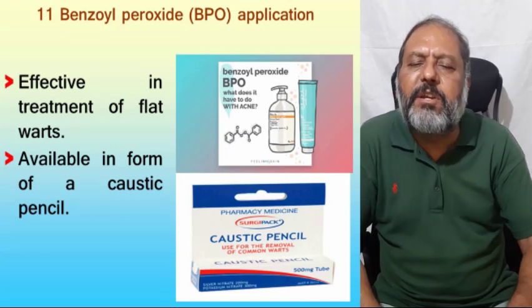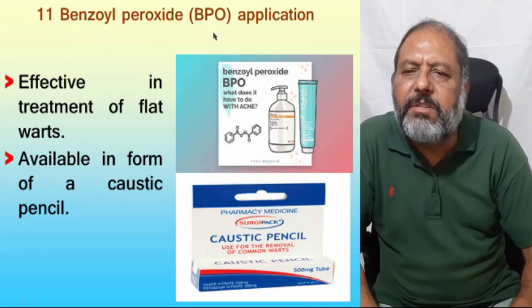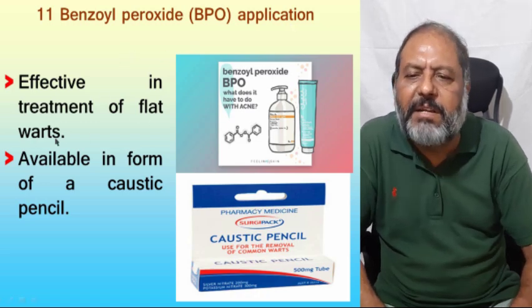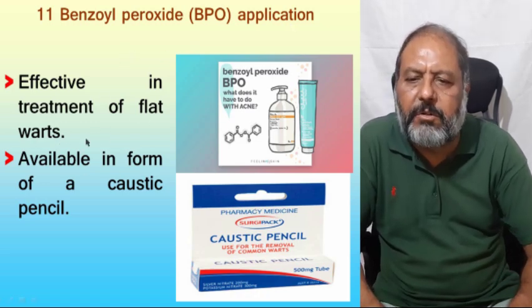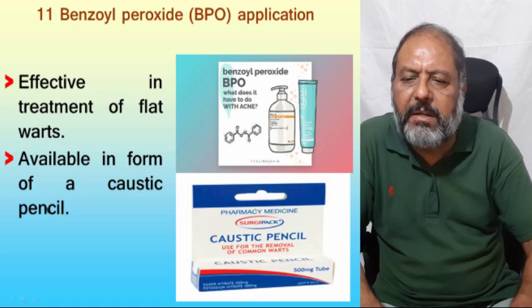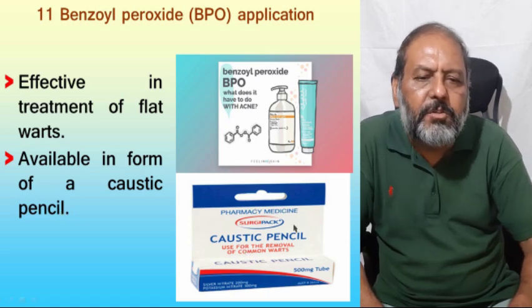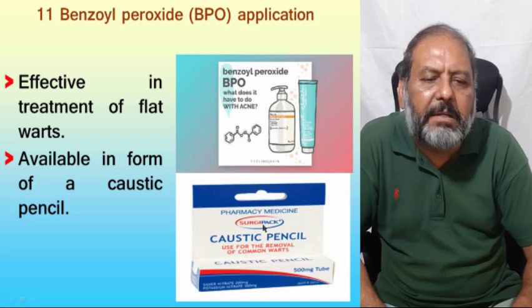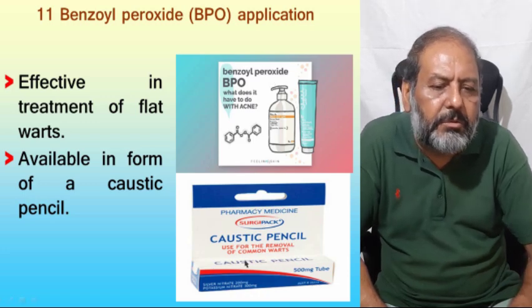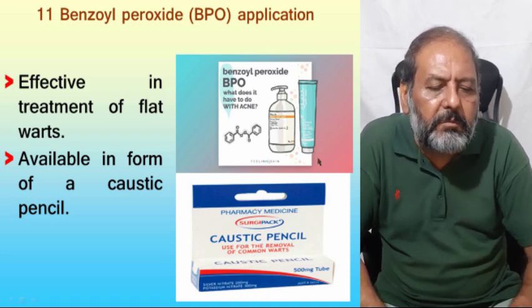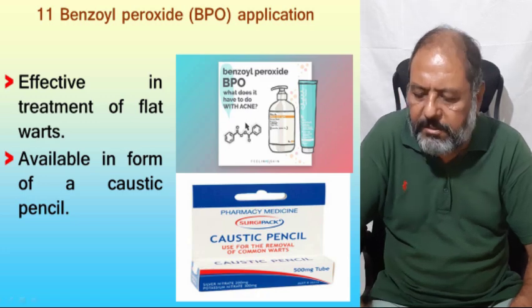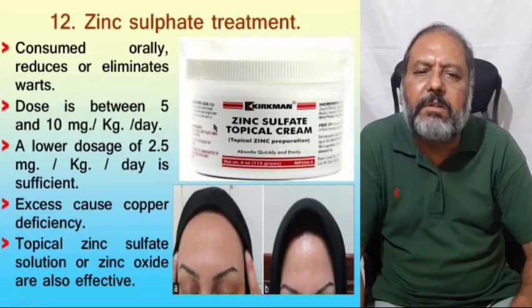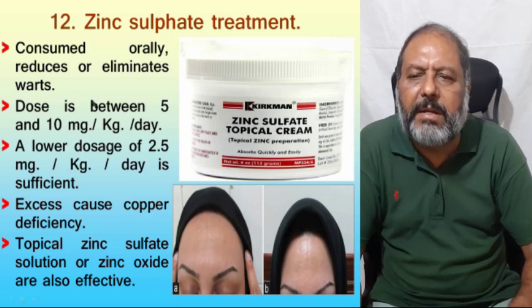Now, coming to the treatment of the wart, 11th is the benzyl peroxide application. It is effective in treatment of flat warts only, available in the form of a caustic pencil. So, the caustic pencil which contains benzyl peroxide is used to remove the common warts, so that is the benzyl peroxide application.